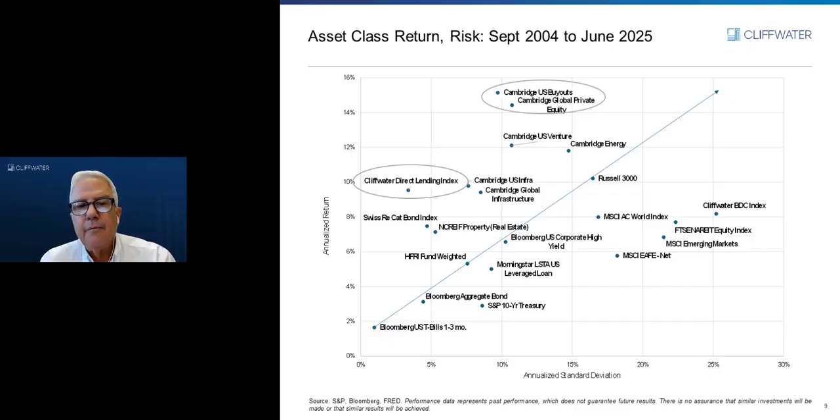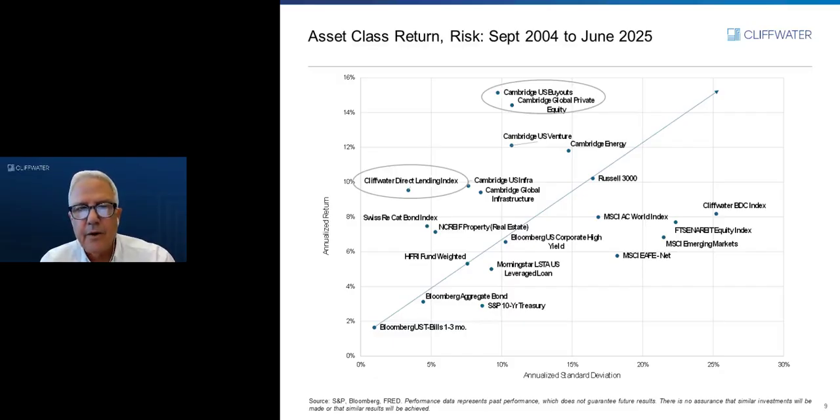And our focus as an alternatives advisor, manager, our focus, particularly with our fund offerings, has been on private debt, which we circled the Cliffwater Direct Lending Index, and private equity, circling the Cambridge buyout and private equity indices. So if we look over the last 20 years, we'd have similar results over the last 10. Basically, the thesis is that these private asset classes will do better than their public equivalents, and they have historically.